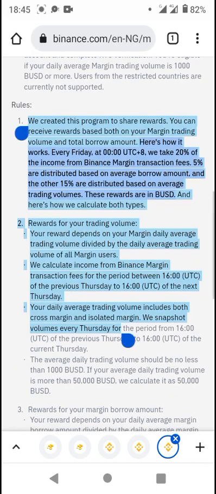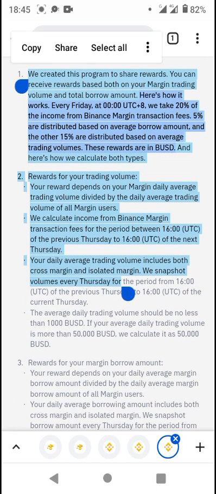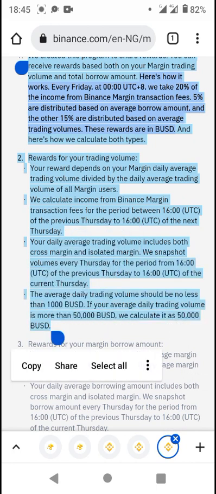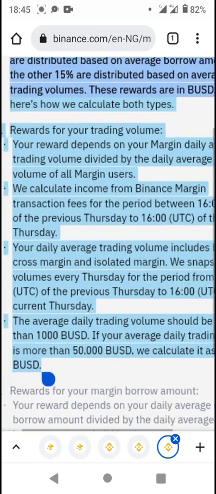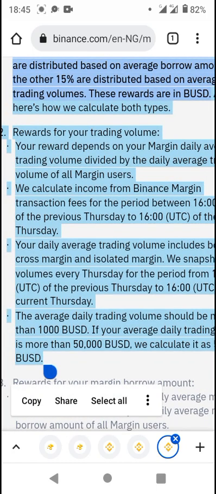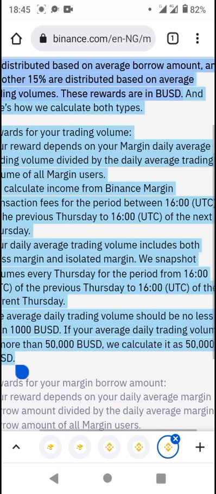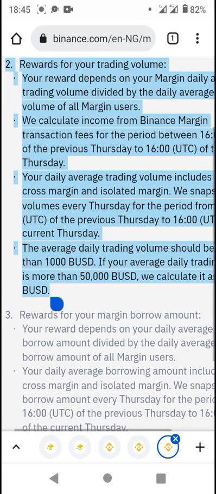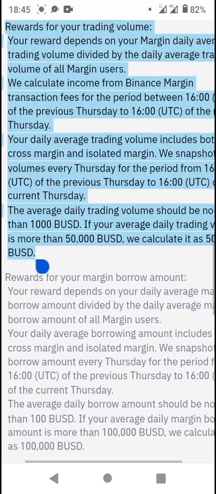First, the rewards for trading volume. Your reward depends on your margin daily average trading volume divided by the daily average trading volume of all margin users. You want to take note of this calculation formula being used on the Binance Funded Friday rewards. Binance calculates the income from Binance margin transaction fees for the period up to 16:00 UTC. Your daily average trading volume includes both cross margin and isolated margin.